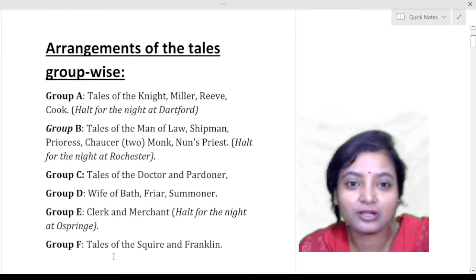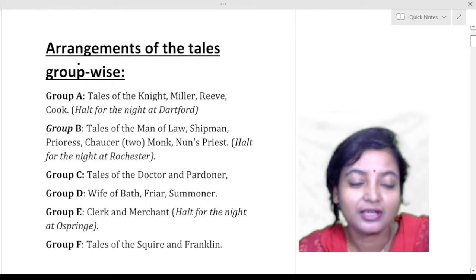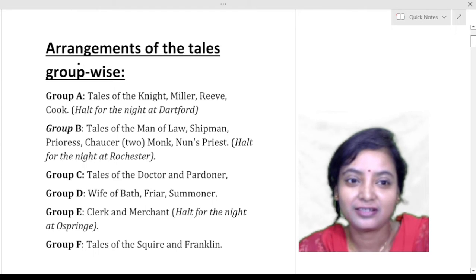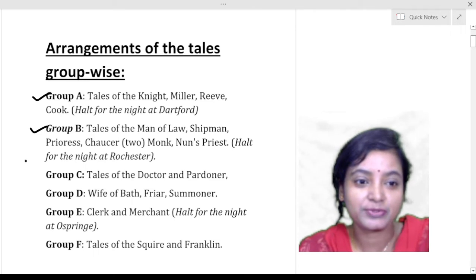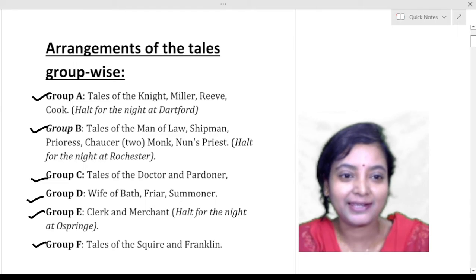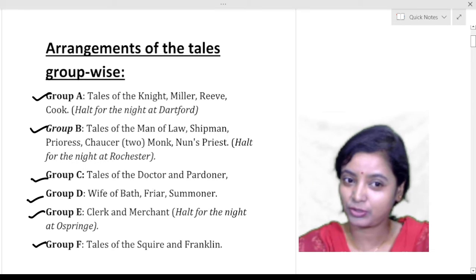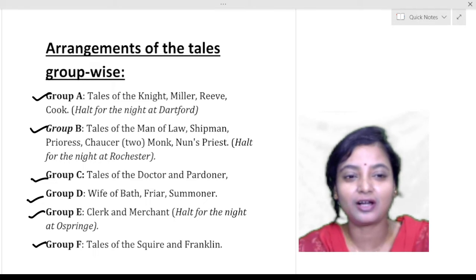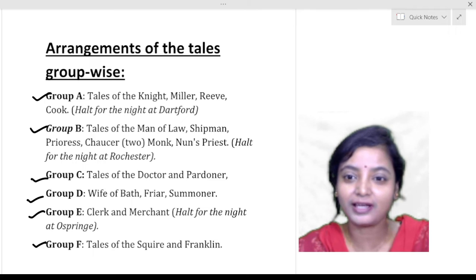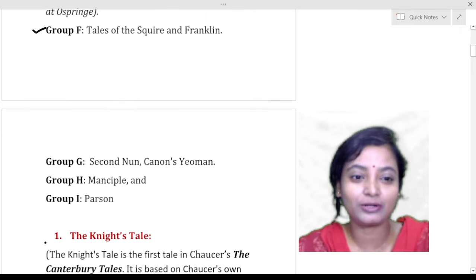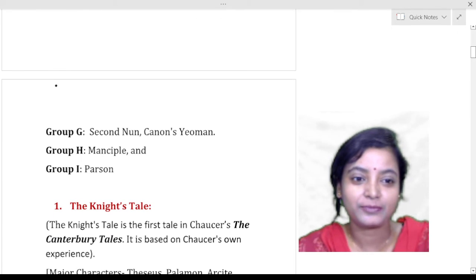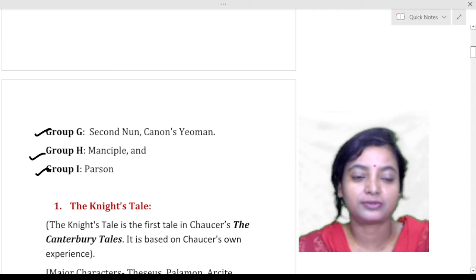Now the arrangement of tales group wise. You can find that they divided the pilgrims in some groups: Group A, Group B, Group C, Group D, Group E, and finally Group F. In this way, every day they tell the stories from this group, and then they stop somewhere in some inn for the night's rest. They cannot talk at night after the whole day's talking. Again there are Group G, H, and I. So in total there are these groups.